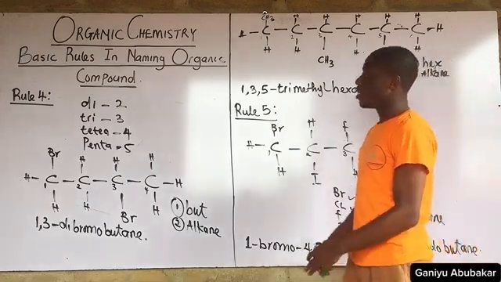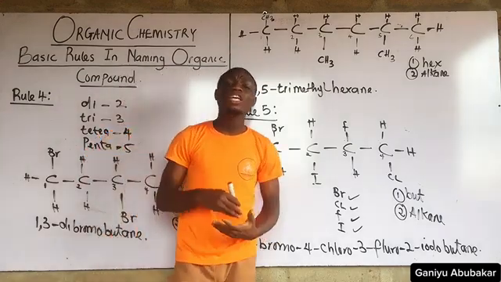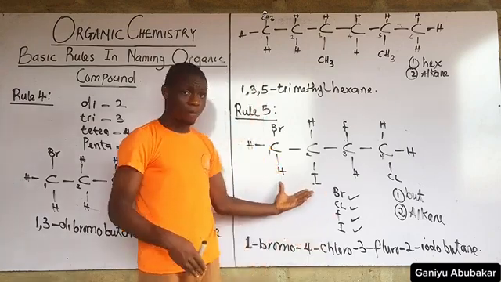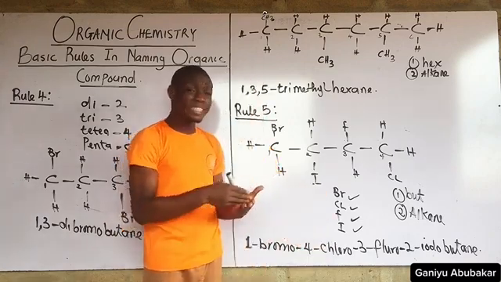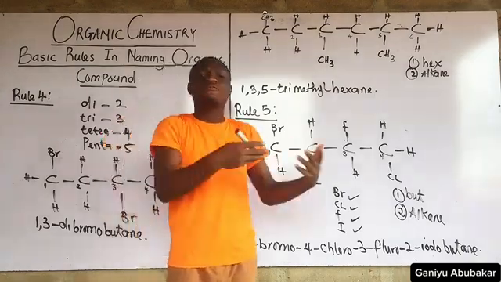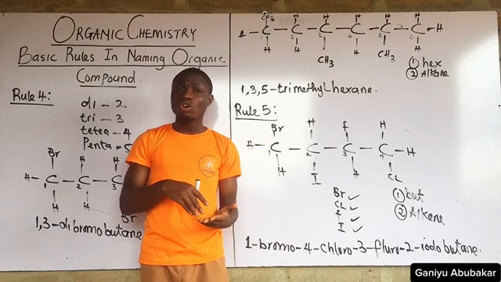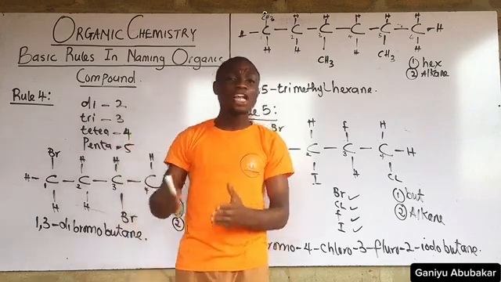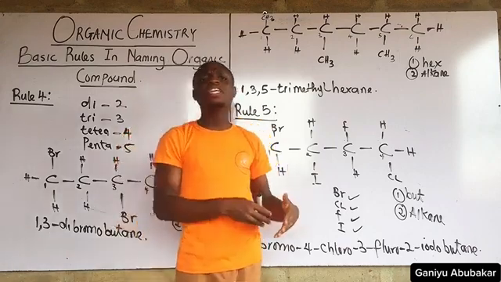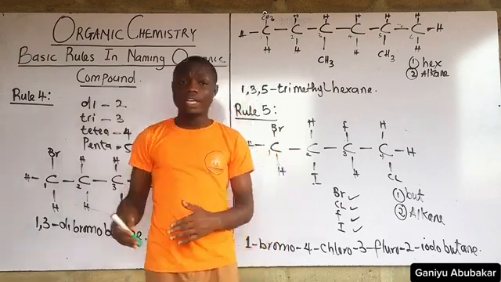Alright, still under rule 5, please. We said rule 5 says that if the substituents are of different type in the organic compound, as in this case here, the task is that you should arrange them, name them in alphabetical order. That's rule 5. Still under rule 5, note please, for the combination of organic and inorganic substituents in the hydrocarbon, the inorganic substituent should be named first before the organic substituent.